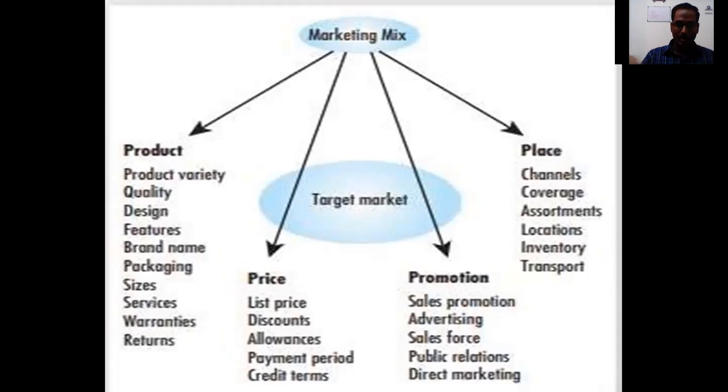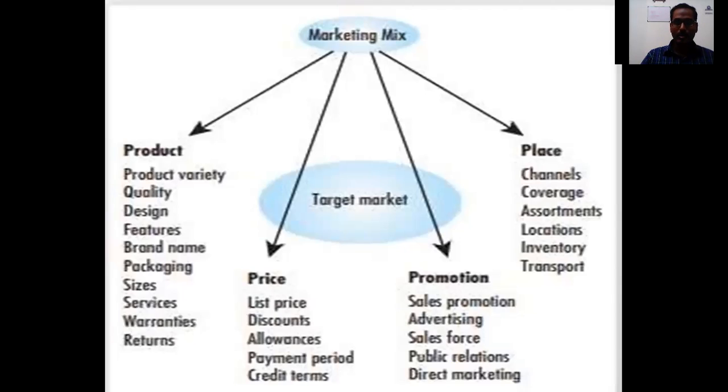The second one is price. Among these 4 P's, price is very important. Why? Because the other P's will incur cost, meaning they give cost to the business, but price is the P which generates revenue. That means it gives money to the business. So price plays a very important role when it comes to the financial aspect. Price includes list price, discount prices, allowances, payment period, and credit terms if they give credit and all those things.